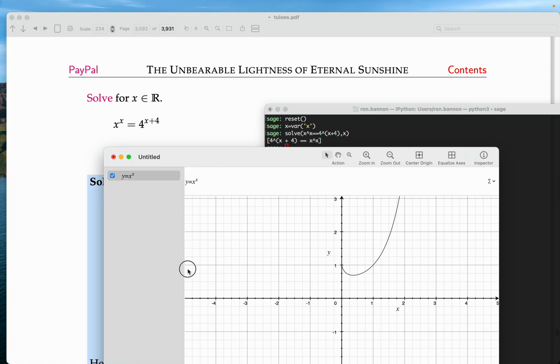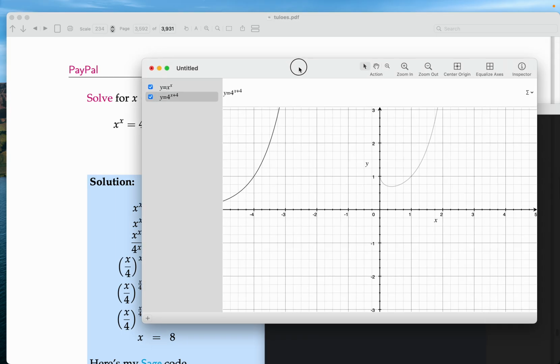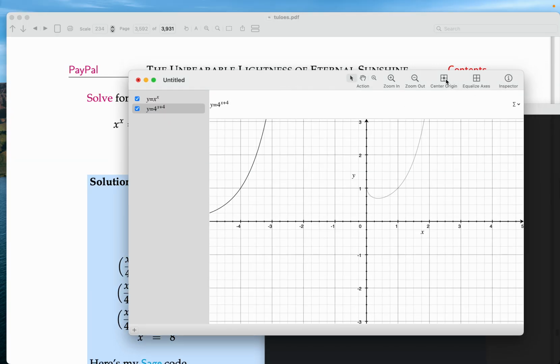Looks like that. And what else do I want to graph out? 4 to the x plus 4. Let me put that down for you. So y equals 4 to the x plus 4. And I'm seeing something there, and I was wondering what's going on there. Do they ever meet each other? So let me kind of zoom out.